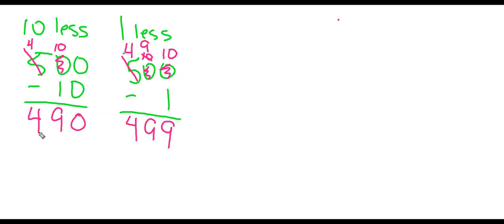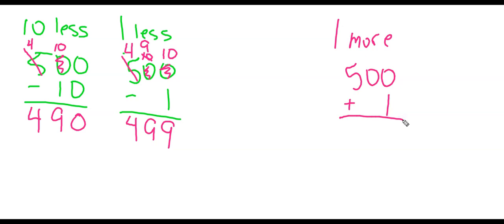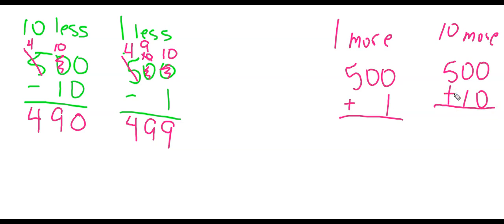Instead of 1 less, I'm going to tell you what's 1 more than 500. Okay, and then what's 10 more than 500. Okay, now it's 0 plus 1 is 1. 0 plus 0 is 0, and then 5 plus 0 is 5. So 1 more than 500 is 501. What's 10 more than 500? 0 plus 0 is 0. 0 plus 1 is 1, and then 5 plus 0 is 5.